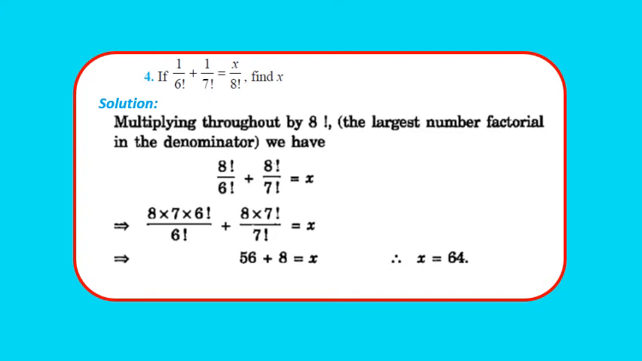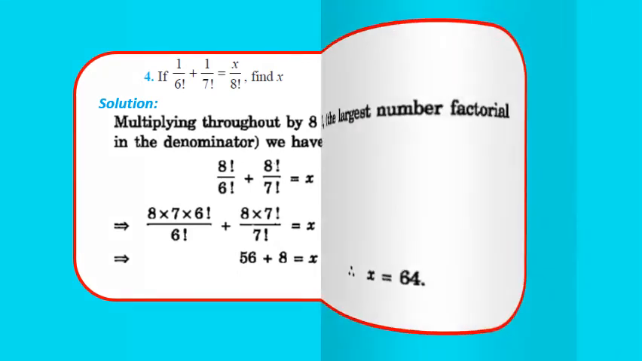So factorial 6 and factorial 6 cancel, and factorial 7 and factorial 7 cancel. We are left with 8 into 7 is 56, plus 8 equals x, and 56 plus 8 equals 64. Therefore the required value of x equals 64. So which property did we use? It is factorial n equals n into n minus 1 factorial, or n into n minus 1 into n minus 2 factorial. We used both in this particular sum. Clear? So pause and note down the solution.